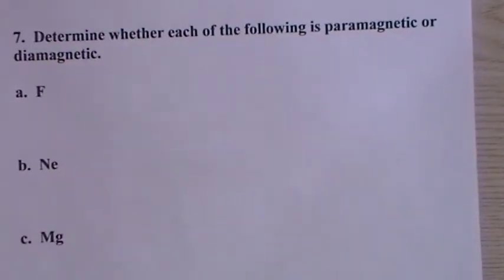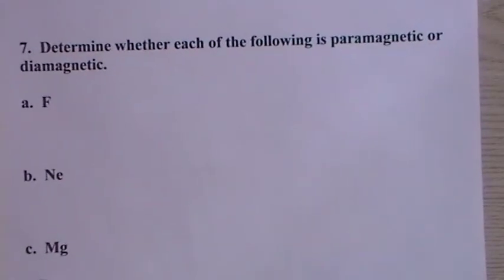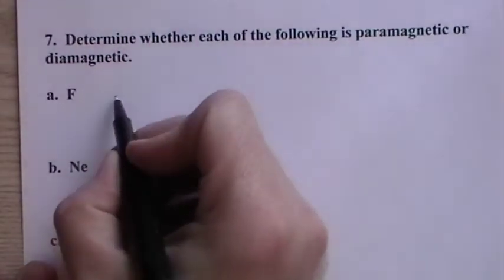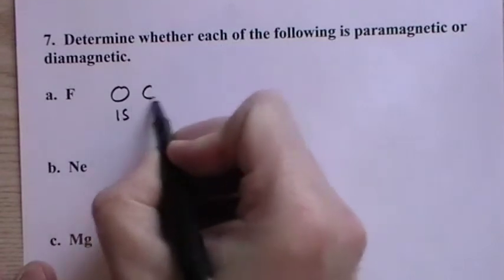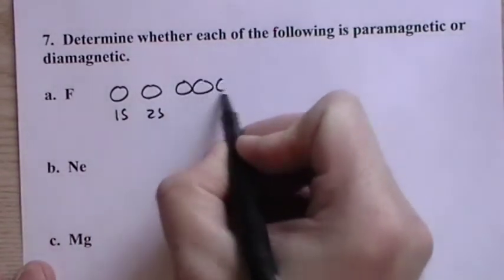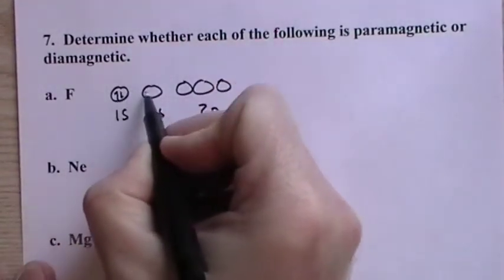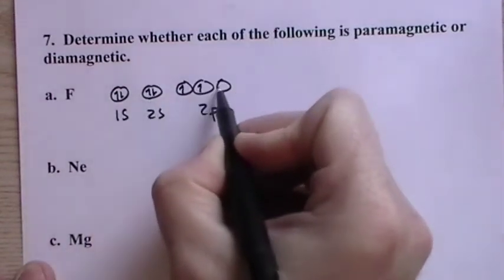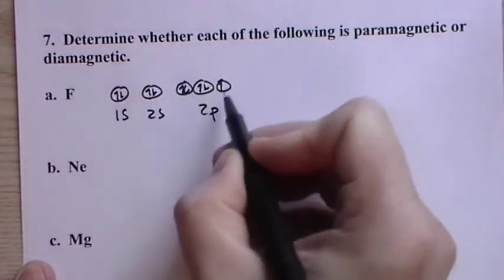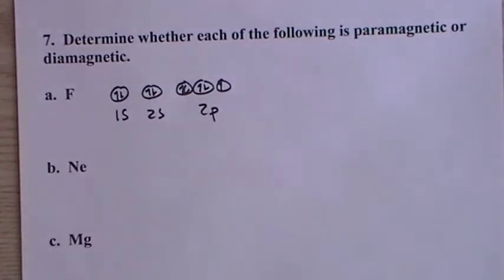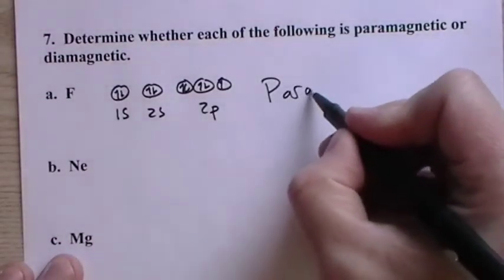Now, determine whether each of the following is paramagnetic or diamagnetic. So let me get my periodic table here. So actually, there's a shortcut, but first things first. Let me just write it out. Write out the orbital diagram. Anytime you have an unpaired electron, it is paramagnetic. If all of the electrons are paired up, diamagnetic. So this is paramagnetic.